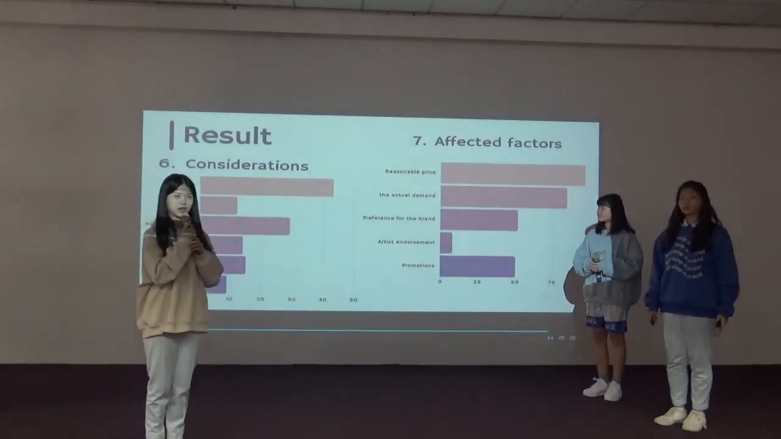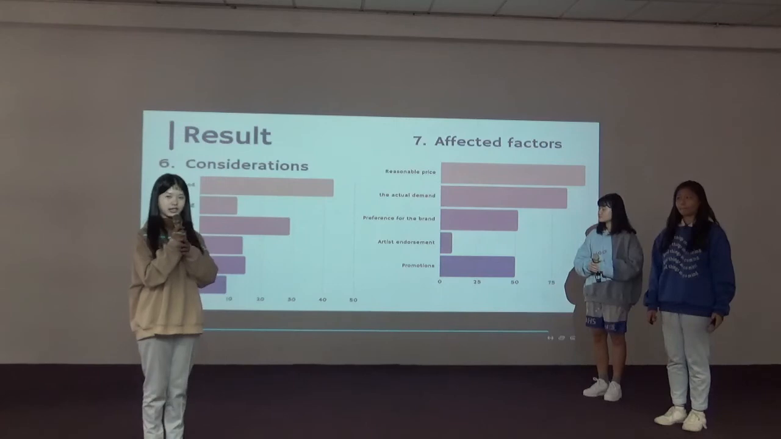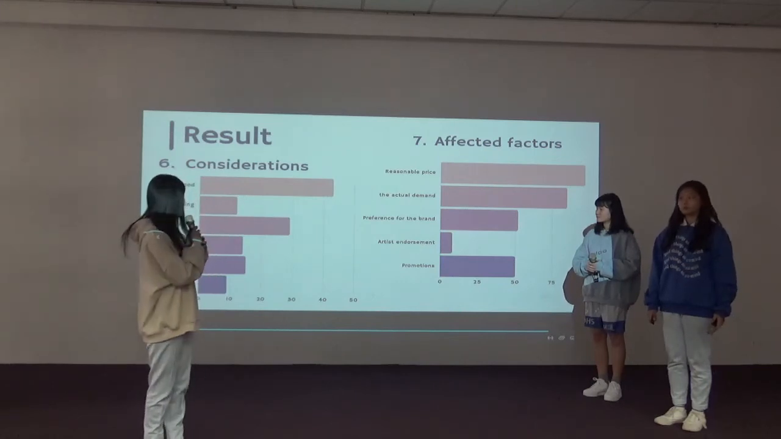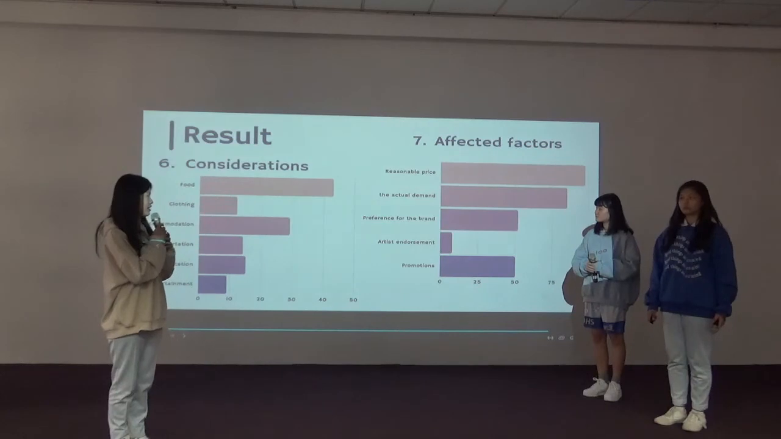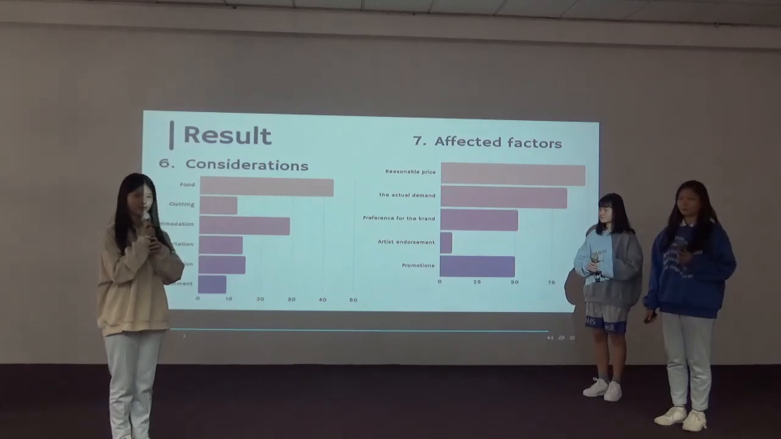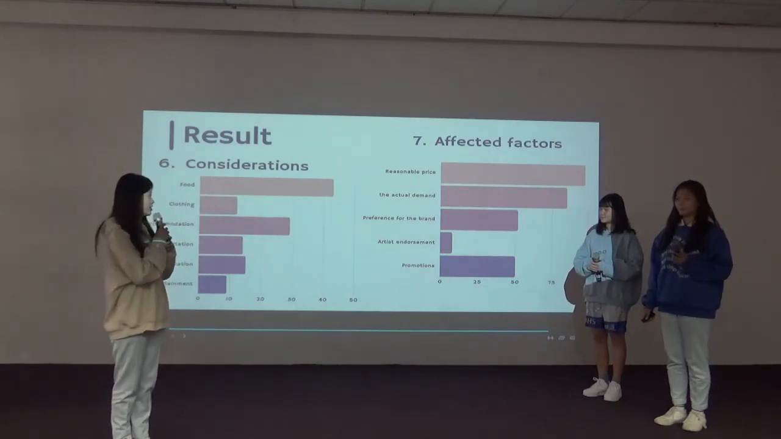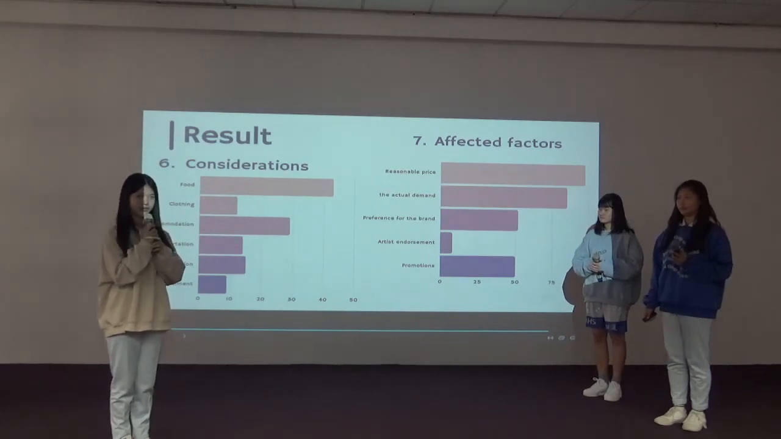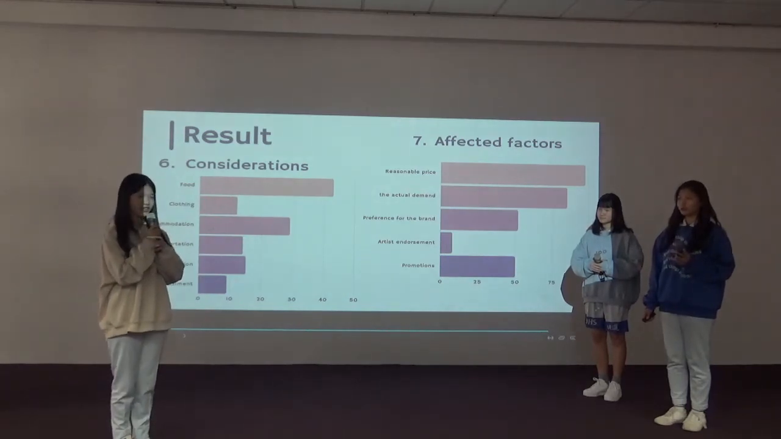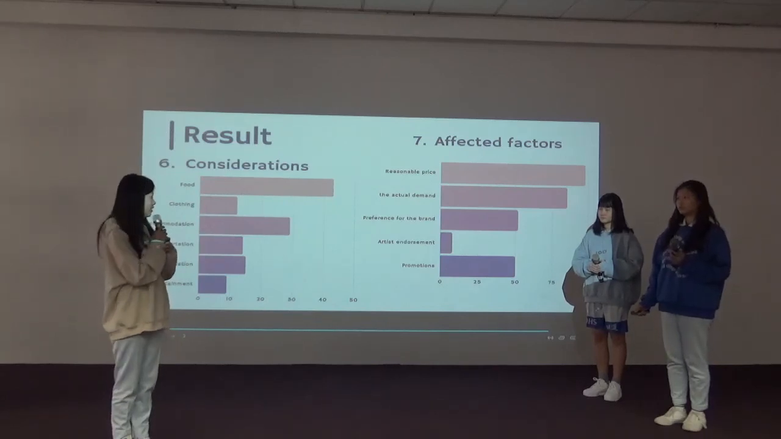The findings show that most participants took food as the first consideration and then accommodation. And the last thing that they put into consideration would be entertainment. There are many factors that affect most people's purchases, and the price is the main factor that can affect most people, and then the actual demand is the second, and about half of people can be affected by the brand name and promotions, and very few people can be affected by endorsements.